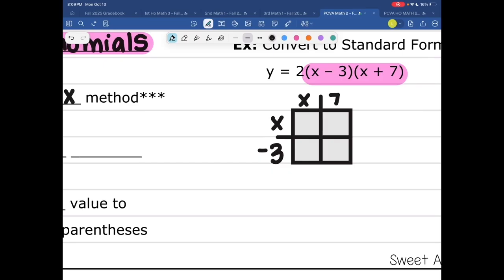So if we multiply x and x, that gives me x squared. X times 7 is going to be 7x. X times negative 3 is negative 3x. And then negative 3 times 7 is going to be negative 21. So that now gives me y equals x squared. And then we're going to combine those like terms there. So that's going to be 7x and negative 3x is 4x minus 21.